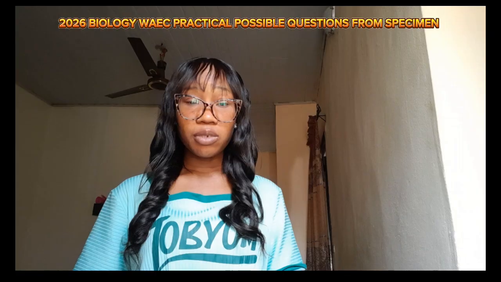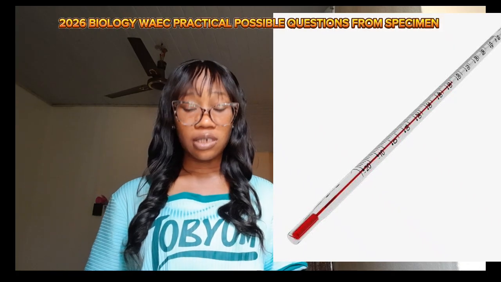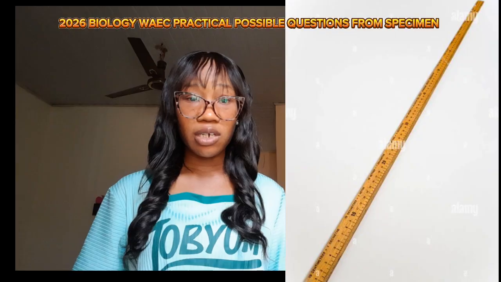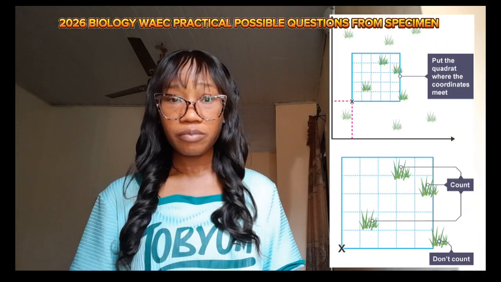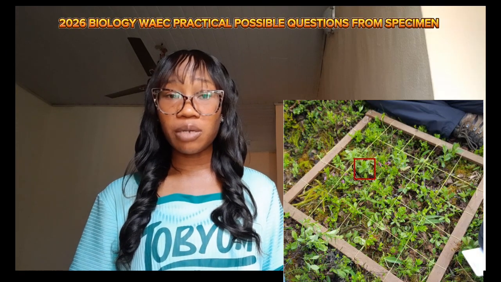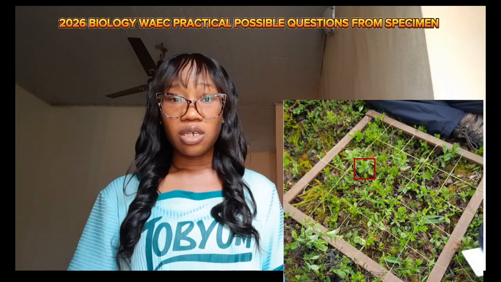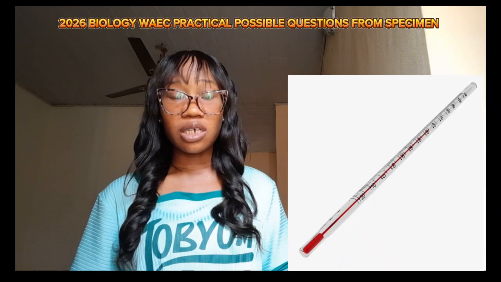PQR: P is thermometer, Q is quadrant. You can see it in the picture. Sorry, P is thermometer, Q is meter rule, and R, the last one, is quadrant. Now, what's a thermometer? It's just a device to know the average temperature of a body or an object. It could be telling you that it's hot or cold.